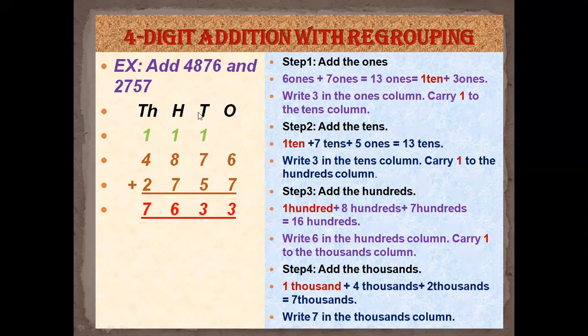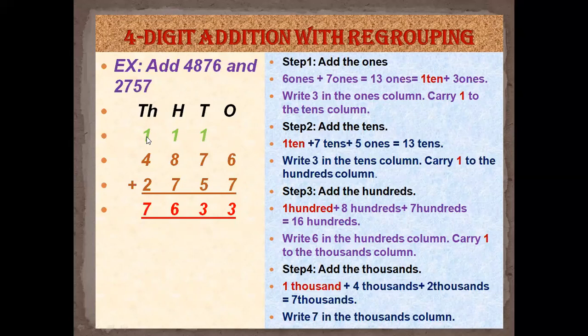Now we have to add the tens place digits. 1 plus 7 equals 8. 8 plus 5 equals 13. Here also we write this 3 in the tens column and carry this 1 to the next hundreds column. Now we add the hundreds column digits. 1 plus 8 equals 9. 9 plus 7 equals 16. Here also we write this 6 in the hundreds column and carry 1 to the next thousands column.